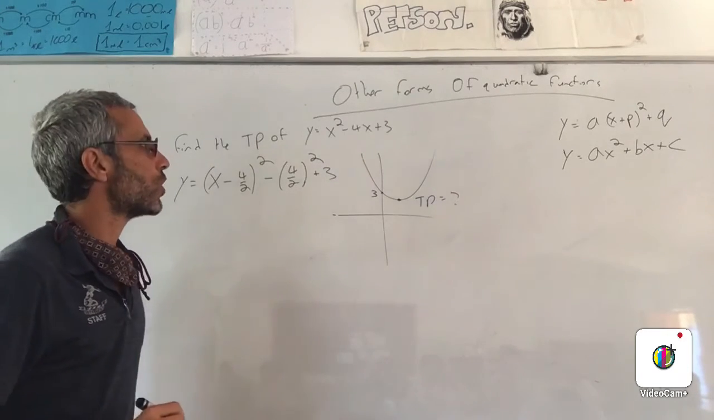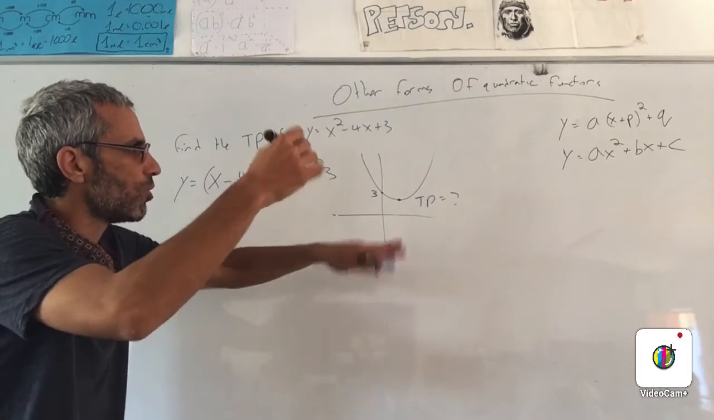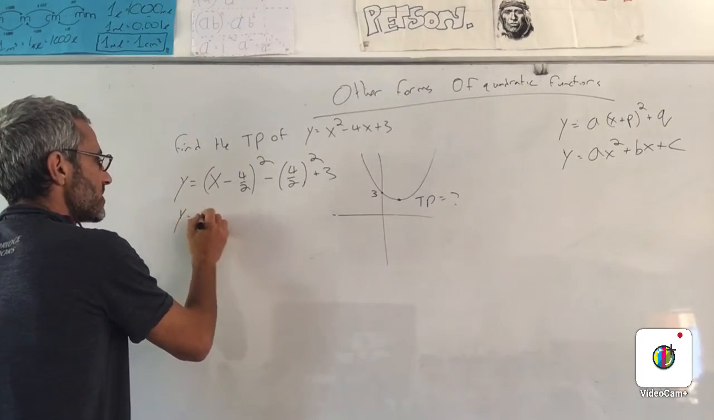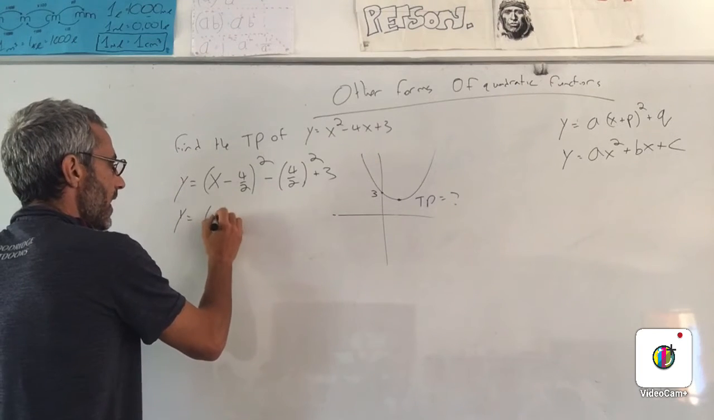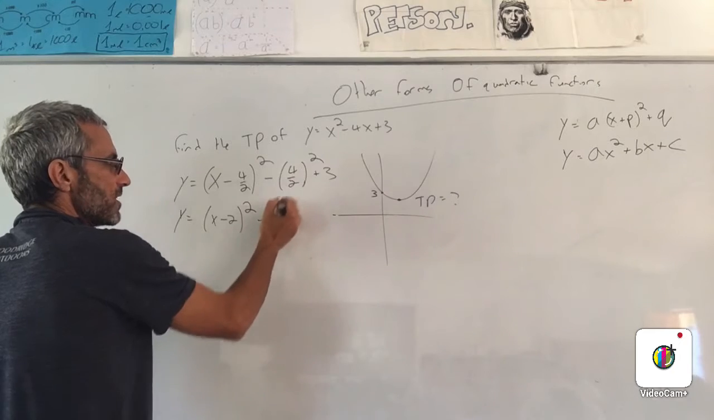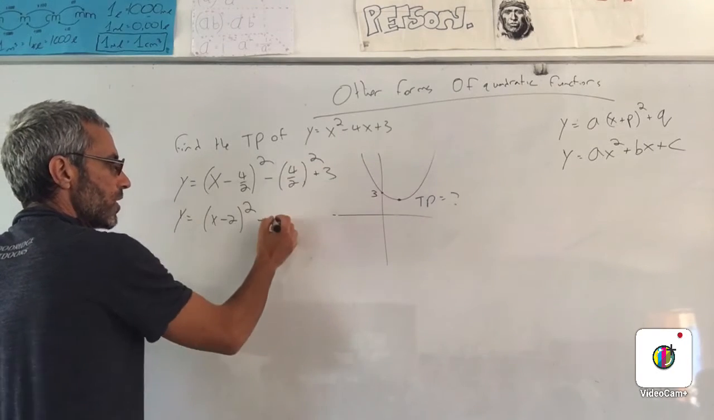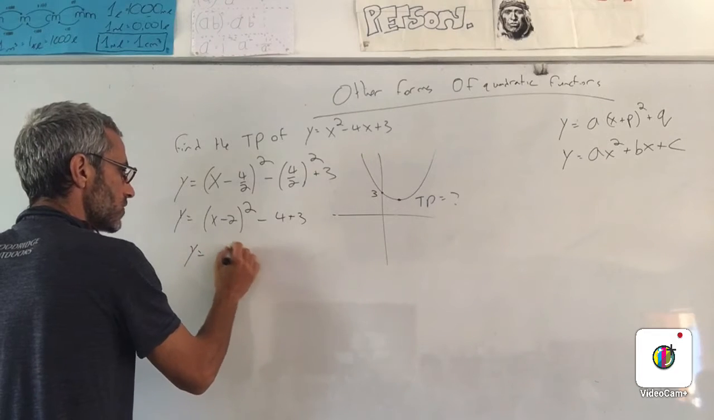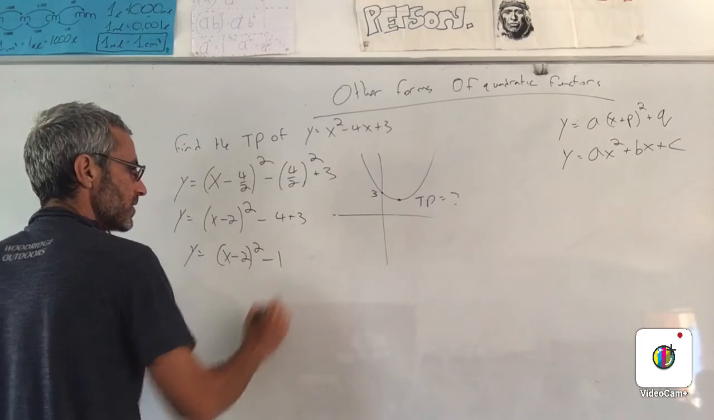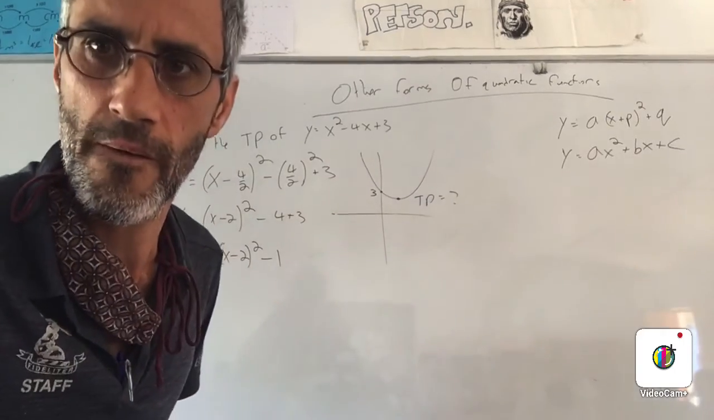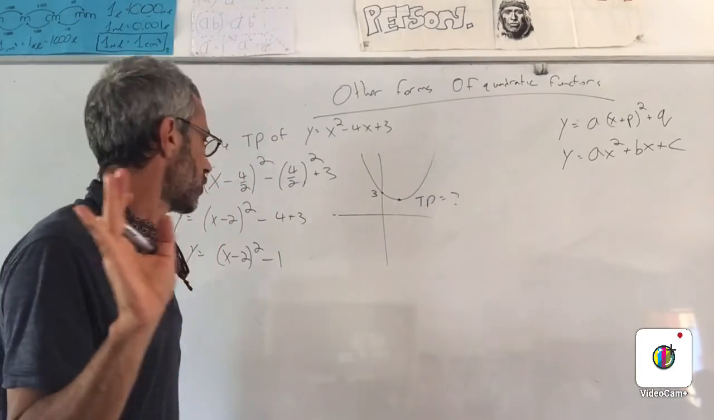I'll give you a general way of doing it in a second. But basically you've got y equals (x minus 2) squared. This is minus, this is 2, and 2 squared is 4, so minus 4 plus 3. In other words, y equals (x minus 2) squared minus 1. I'll just pause. Alright, I can see quite a bit of confusion here.